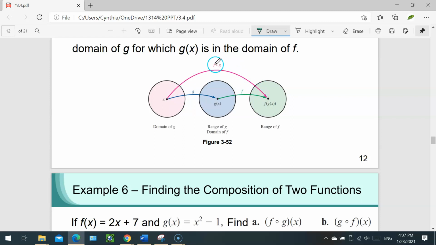F is outside. When you have the g compose f, that means you have the x here, and x is the input of the f of x. And then this f of x turns to the input of the g of x. So the whole process will turn to g compose f. So your g function is outside.